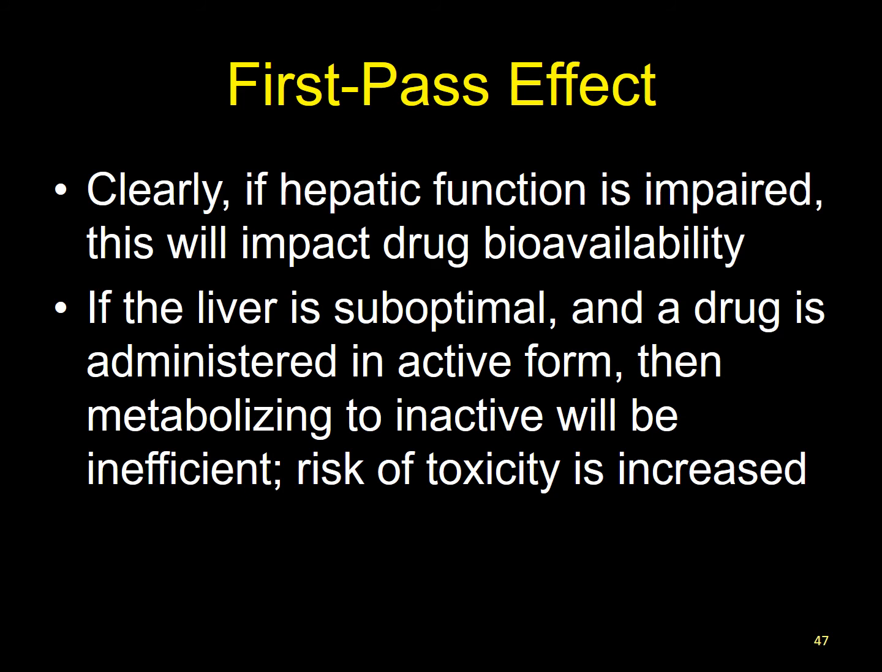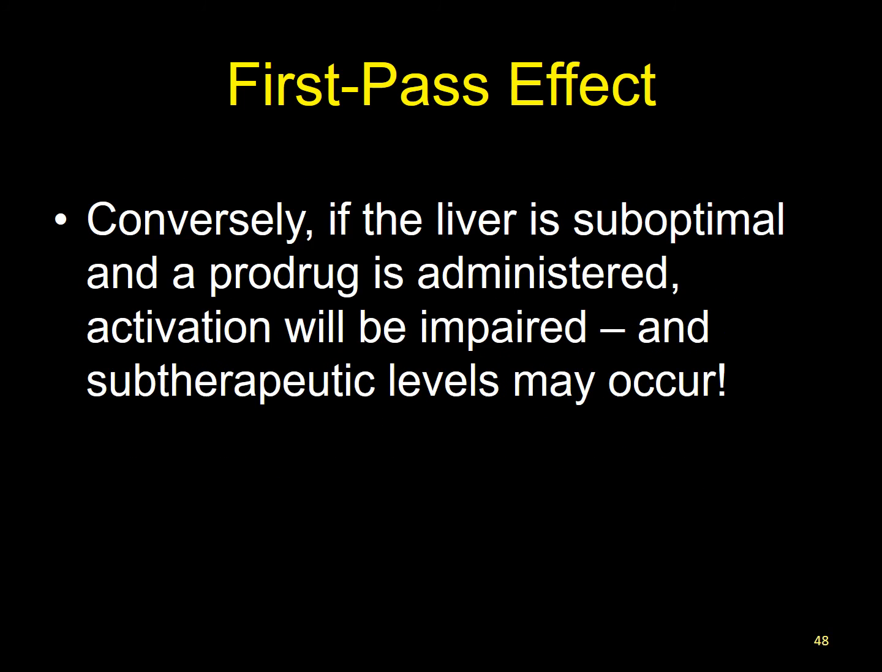So obviously, if hepatic function is impaired, this will impact drug bioavailability in some way. If the liver is not functioning optimally and a drug is administered in an active form, then it won't be metabolized the way it should be. Metabolism will be inefficient, and there is a risk of toxicity. I mean, it makes perfect sense. You give a drug in an active form, the liver doesn't work right, the liver can't metabolize it, the drug stays active. And then as you keep taking subsequent doses, there is a risk of toxicity.